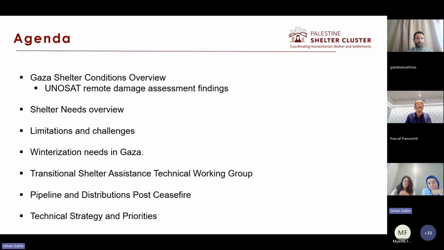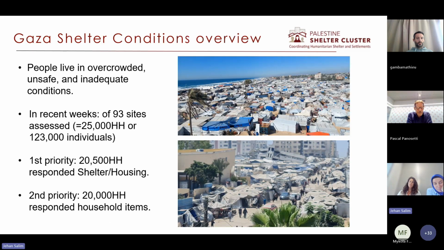So we have on the agenda, just to give an overview of the shelter and essential household items to the displaced population, prioritizing the underserved and overcrowded sites. We'll talk about the limitations and challenges, the winterization needs, the type of assistance that we're providing based on these limitations and challenges, and talking about the pipeline distribution, and lastly, our next steps or priorities right now, the ceasefire.